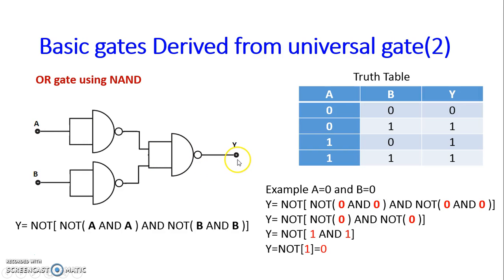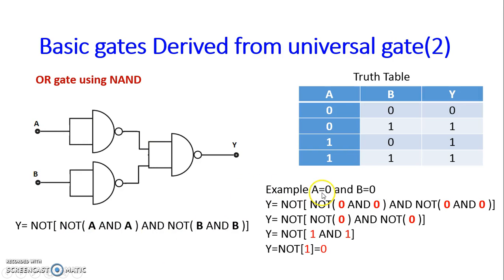If I want to write my Y function in Boolean terms, it has two inputs, one coming from this branch, that is NOT of A and A, another coming from this branch, that is NOT of B and B, and it ends here, so this AND is here, and finally because of this bubble we put NOT outside. Now we will verify the OR truth table by putting the input combinations in this expression.